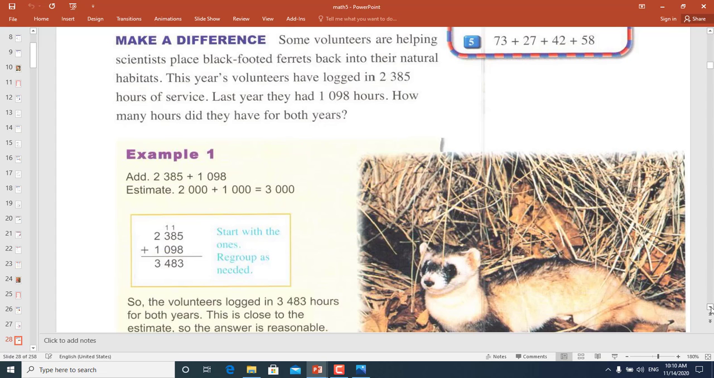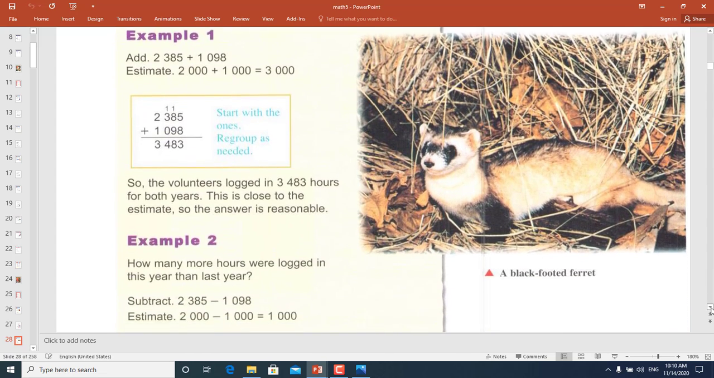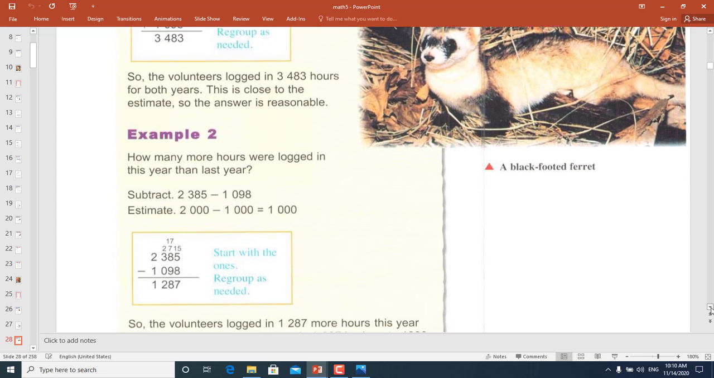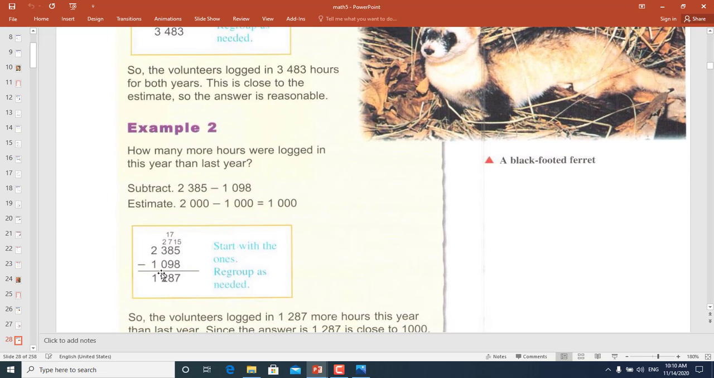And example 2 is about minus. So also for minus, we write the first number up and the second number down. We start at the right, or you can say in the ones. If you have to break apart, we do that. So 5 minus 8 is not enough because 5 is less than 8. So you can take 1 from the next digit. This 8 will be 7, and this 5 will be 15 because we took 1 ten. So from there we have 15 minus 8, it's 7.